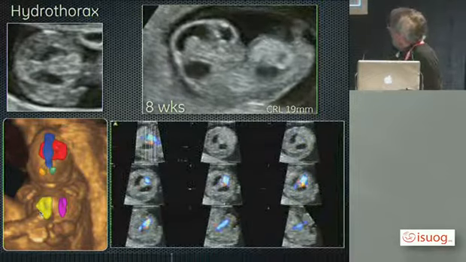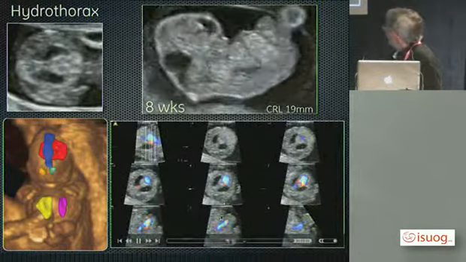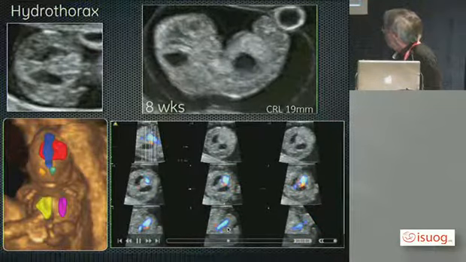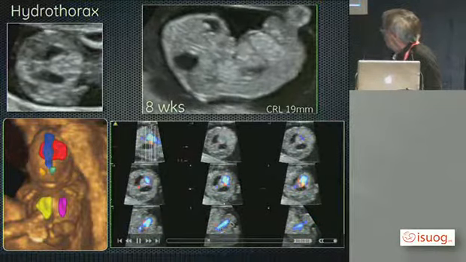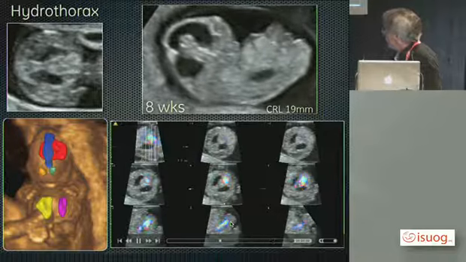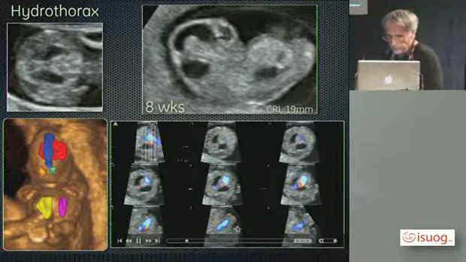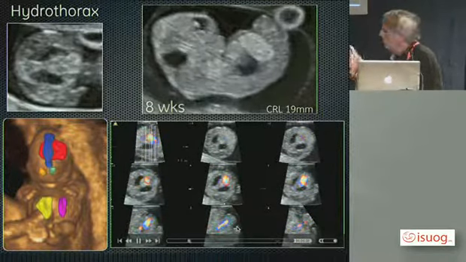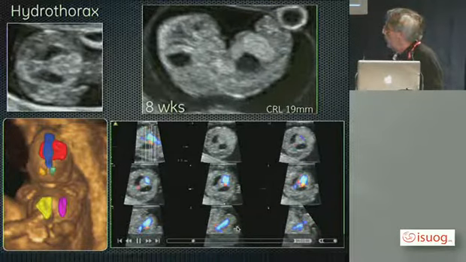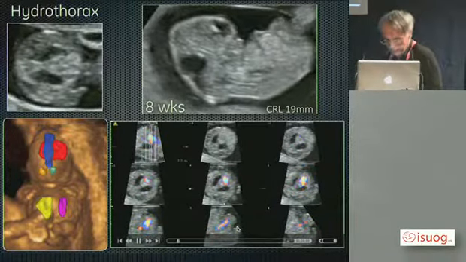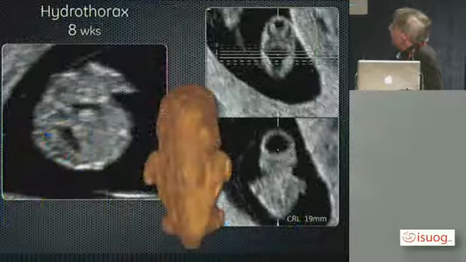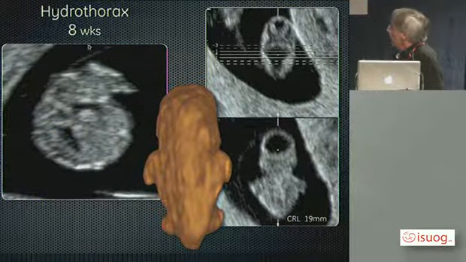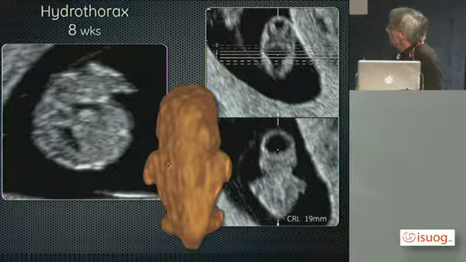And this was a 3D rendering with a color Doppler, and you can see you have a reverse flow in the main trunk. This is the pulmonary artery and the ductus arteriosus. And for this one, I did a scan a few days after, and the embryo was dead. This is another case, hydrothorax, 8 weeks, and when you have a hydrothorax, you have a large thorax here.